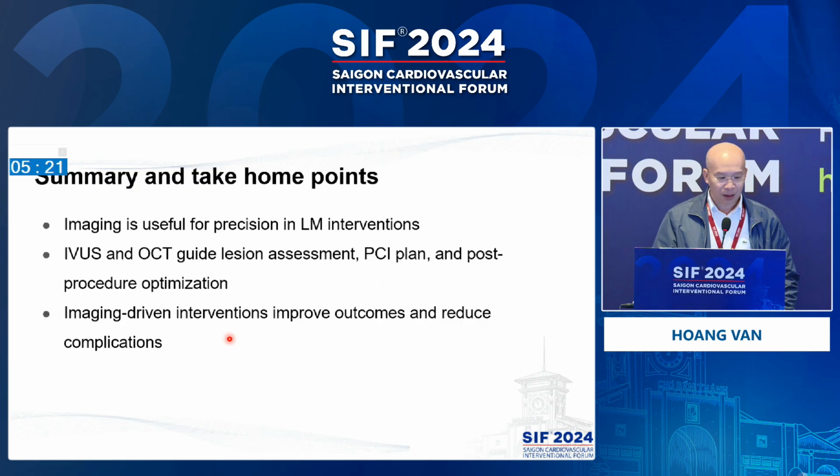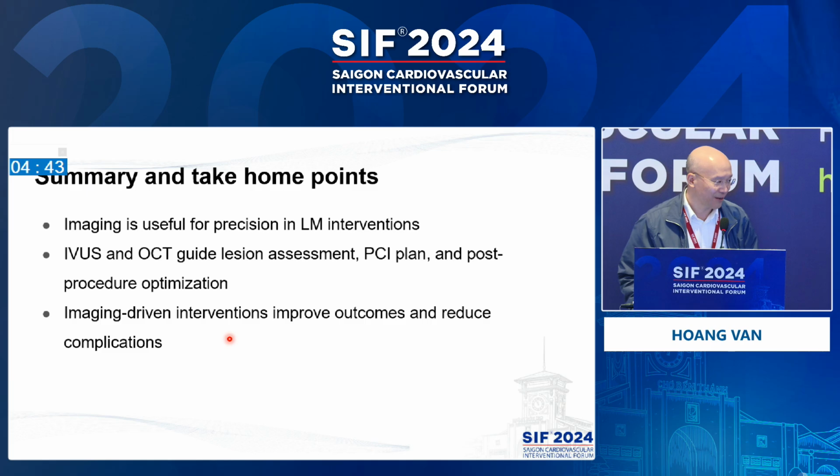Okay, so to summarize, it's time to summarize and touch on some points. Imaging is useful for our precision in left main intervention. IVUS and OCT guide lesion assessment, PCI planning, and post-stenting optimization. Imaging-guided intervention improves outcomes and reduces complications. So that's the guideline now: as recommended, use imaging to guide left main PCI. It is class 1. Thank you for your attention.